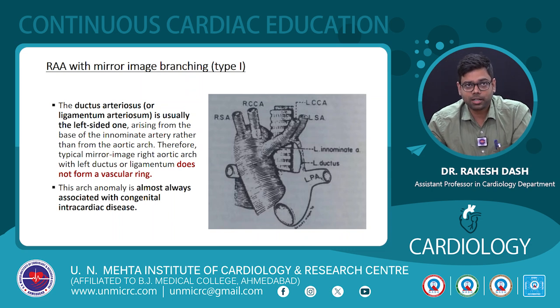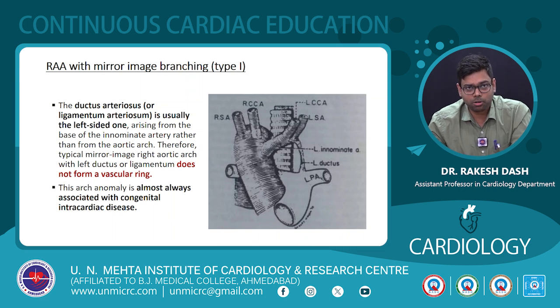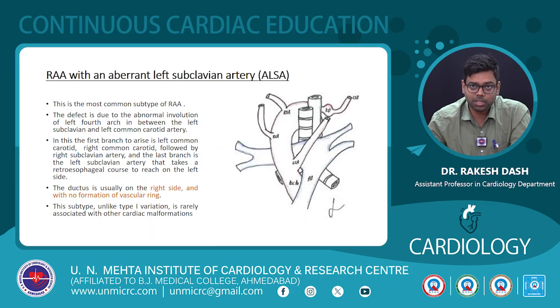So, first coming to right aortic arch with mirror image branching. Here you can see the first branch is the left brachiocephalic, which gives rise to the left common carotid and left subclavian artery, followed by the right carotid artery and then the right subclavian artery. The ascending aorta goes right and anterior to the esophagus and trachea. Usually they do not form a ring because the ductus is left sided and it is connected to the base of the innominate artery.